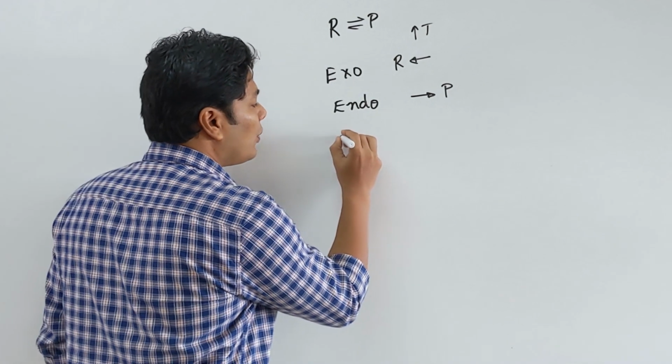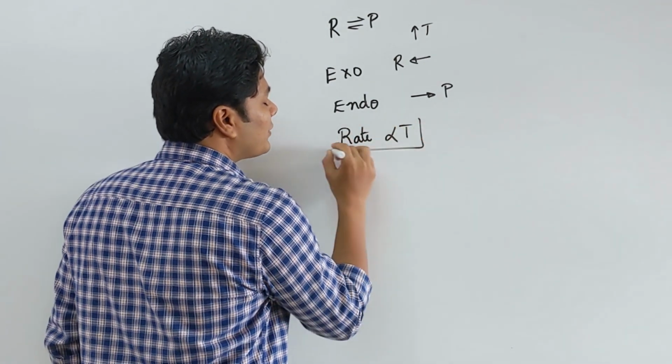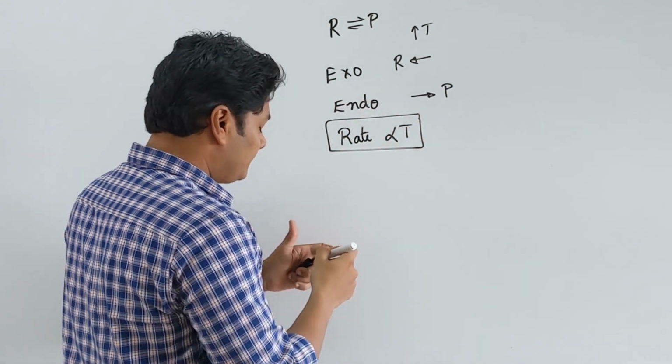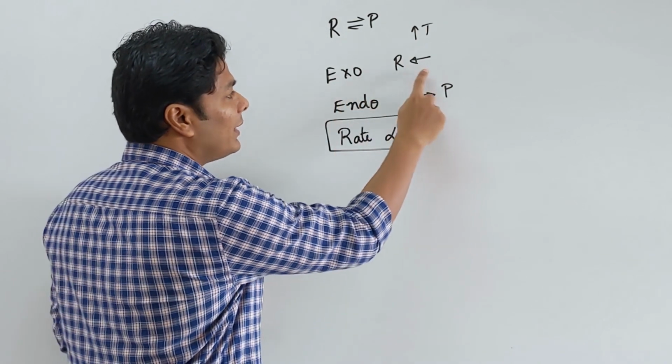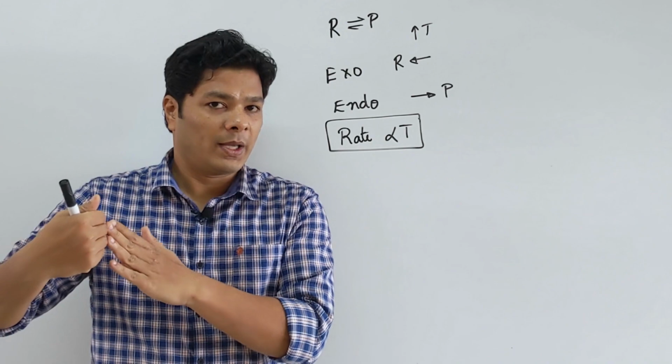So this is something that you want to remember. Rate is always proportional to temperature. Does not matter exo or endo. For example, it's an exothermic reaction. The increase in temperature makes it go to the reactants.